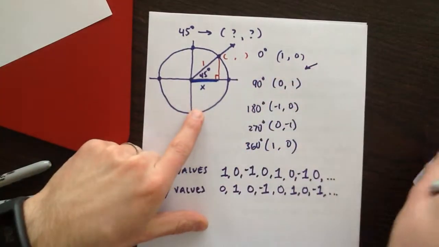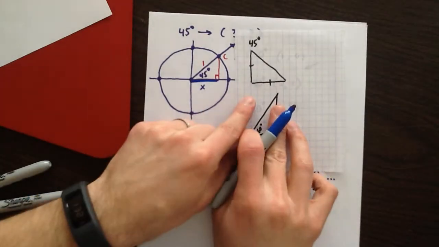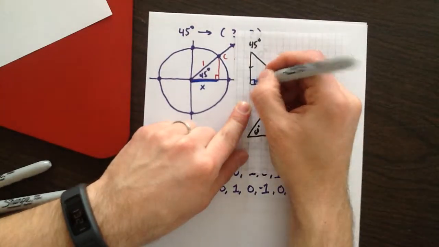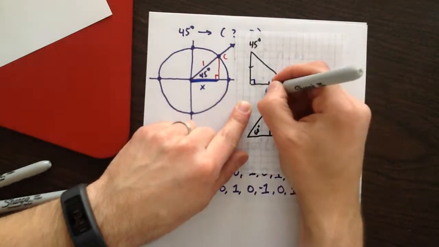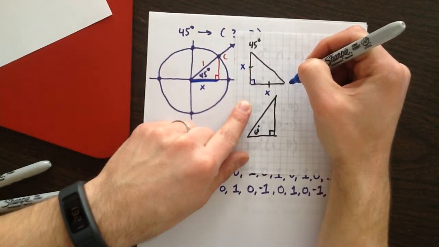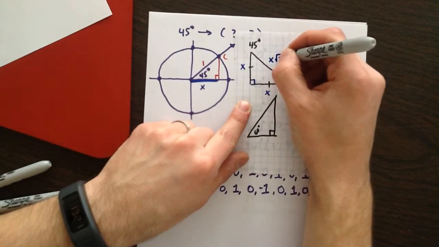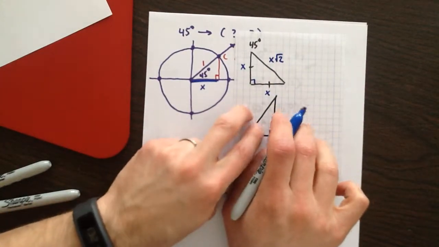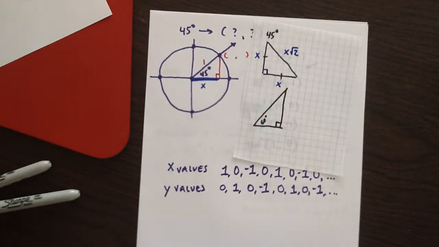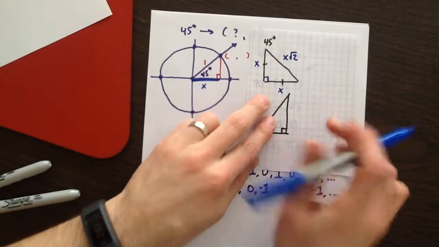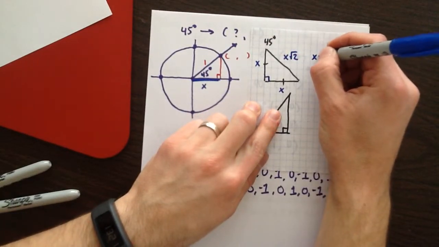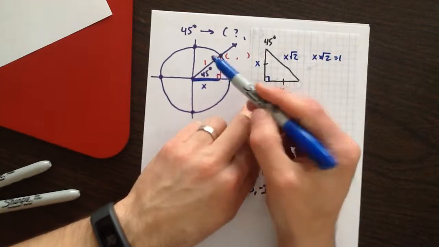Well, we know 45, 45, 90 triangles. What's the relationship between the sides of a 45, 45, 90 triangle? Those are equal. That's x, that's x. How long is the hypotenuse? It's x root 2. If we've got x, x, x root 2, I need you guys with me still. We've got x, x, x root 2. Well, if x root 2 is 1, let me write that: x root 2 equals 1, right there.